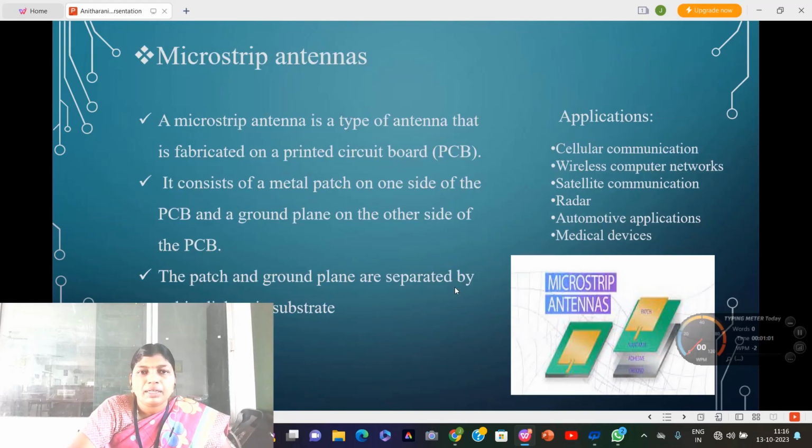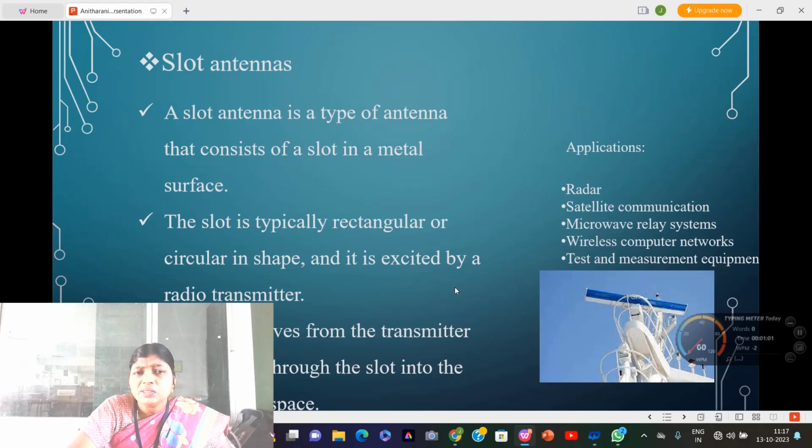The next antenna is the microstrip antenna. Now we are going to use it in our mobile too. This microstrip antenna is a type of antenna that is fabricated on a PCB, that is a printed circuit board. It consists of a metal patch on one side of the PCB and a ground plane on the other side of the PCB. The patch and the ground plane are separated by a thin dielectric substrate, such that it will be very small in size. Micro means, as we all know, very small size. So that can be applicable in our mobile phones. Applications: cellular communications, wireless computer networks, satellite communication, radar, automotive applications, medical devices.